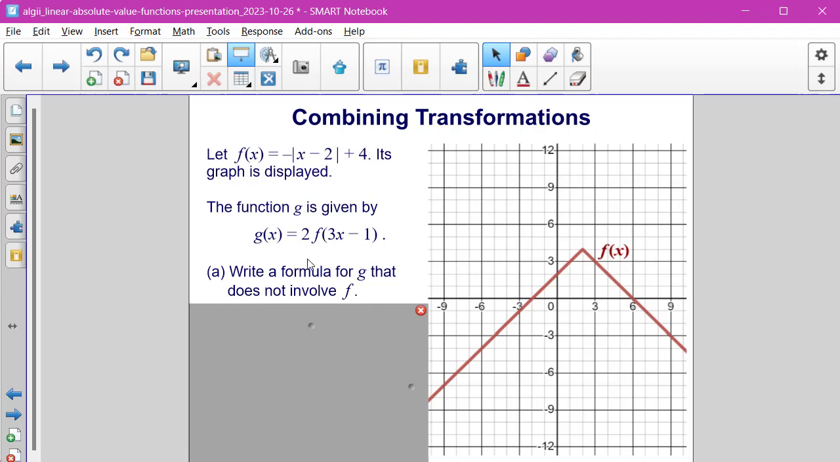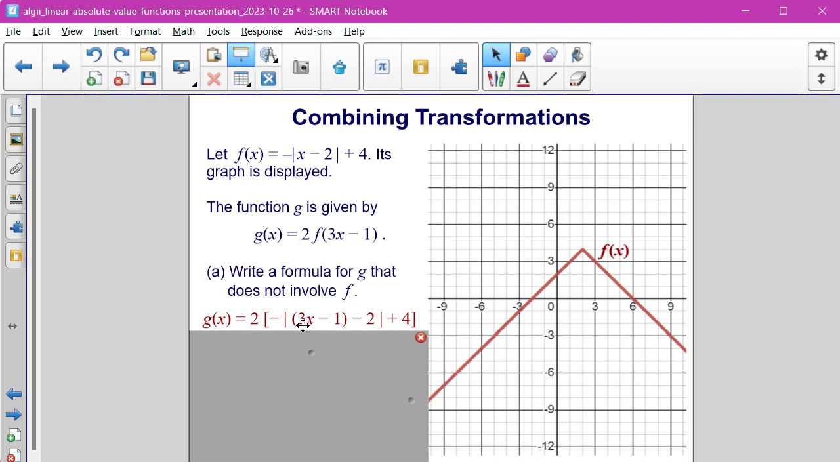So the first thing that we are going to do is we're going to write down the 2, and then we're going to write down our function in brackets, negative absolute value of, and then instead of x, we're going to put in 3x minus 1 in x's place, then the minus 2, finish the absolute value, plus 4, and then close the bracket. So it's going to look something like this.